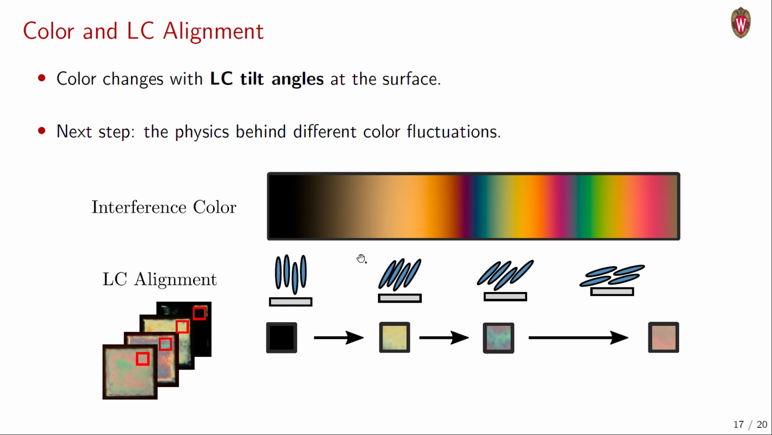The color change is related to the change in the LC tilt angle on the surface. We can see when the LC angle starts to tilt, the color changes from black to red, green, and finally to pink and greenish brown. So the next step is for us to understand the physics behind different color fluctuations.